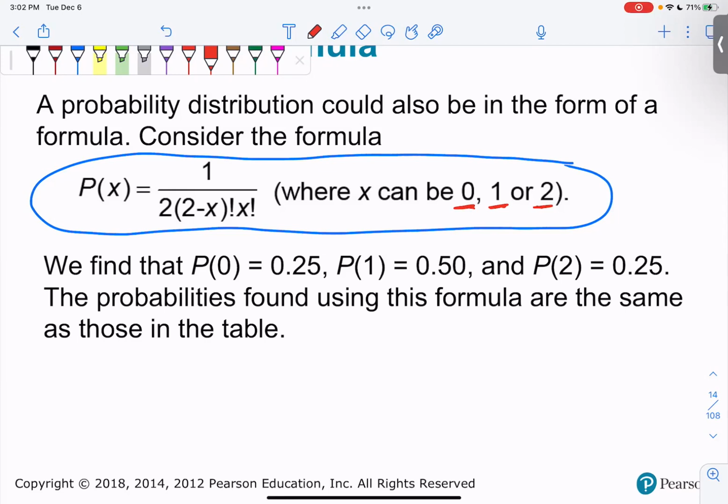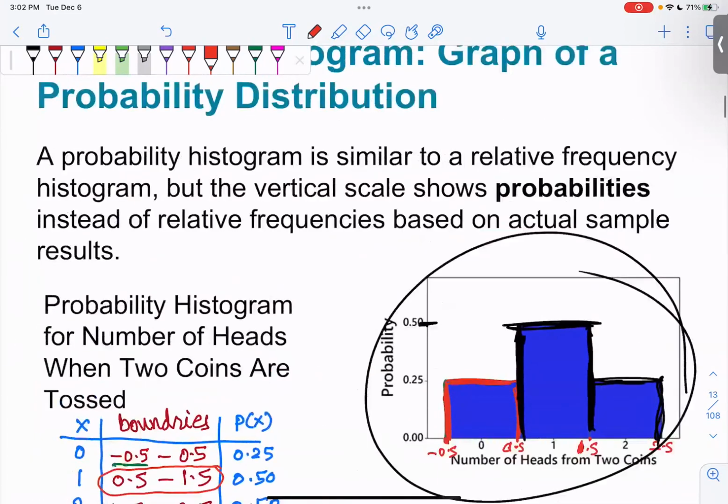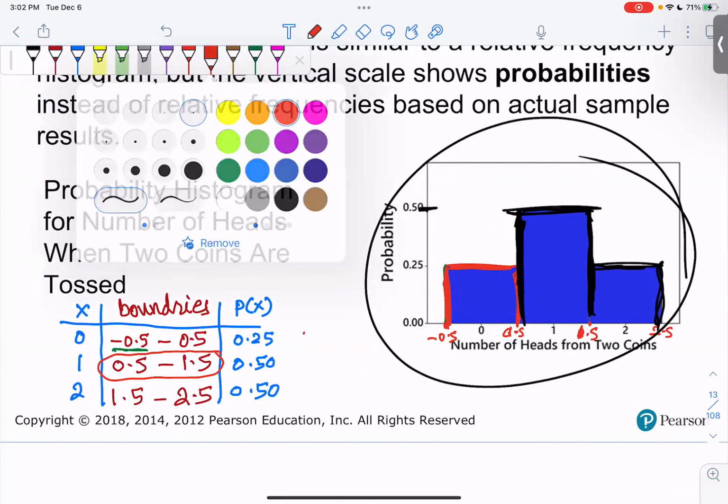Okay? So if we just take 0 and plug it here, the probability of 0 will equal 1 divided by 2 minus 0 factorial times 0 factorial. This is equal to what? 1 divided by 2 factorial. 2 factorial equals 2, right? And 0 factorial equals 1. So now this is 1/4, right? Which is exactly the same value we found here.